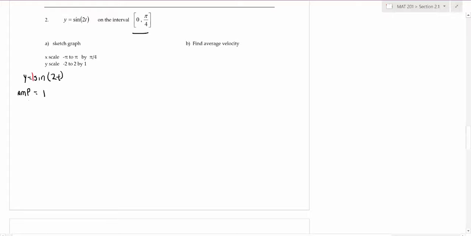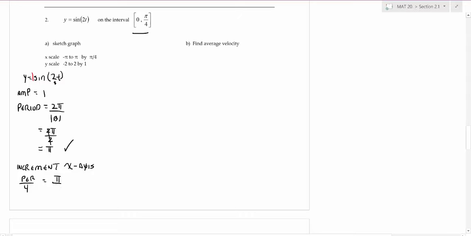The period of a sine wave, we have a formula that is 2 pi over the absolute value of b, and b is basically that coefficient of the variable t. So that means the period is going to be 2 pi over 2, which is equal to pi. Then we're going to increment our x-axis. Anytime you want to figure out a good way to increment the x-axis, you just take the period and divide that by 4. So you're going to get the period pi divided by 4. That will tell you the way that you need to increment the x-axis.